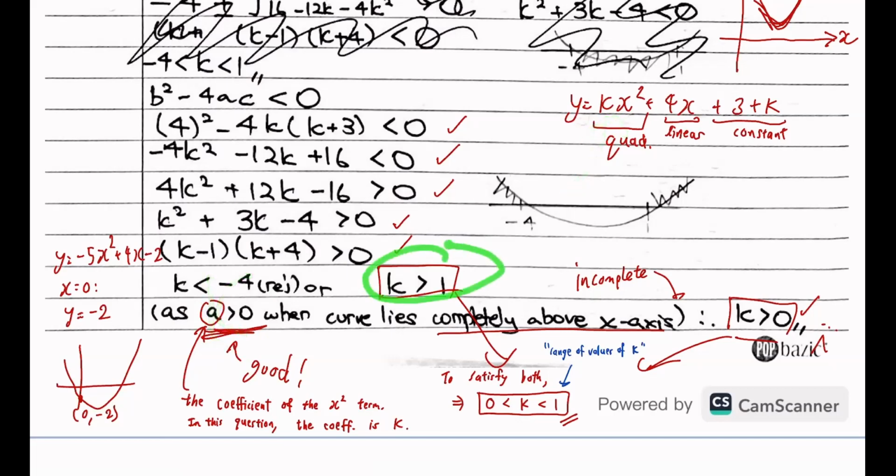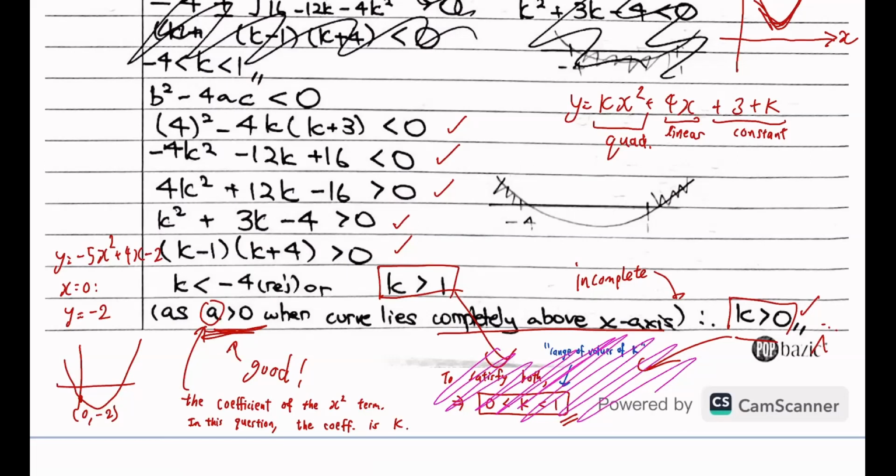But then you got K more than 1, right? Oh, wait a minute. K more than 0 and K more than 1. Did I read it wrongly? Let me double check first. Oh, this is K more than 1. Sorry. Please ignore my answer over here. I made a mistake. Wrong. K more than 1 and K more than 0.